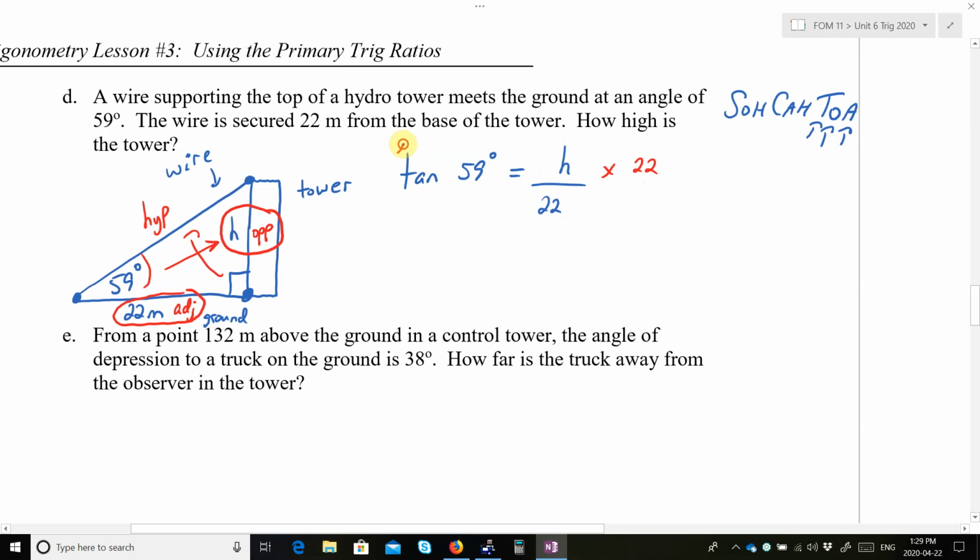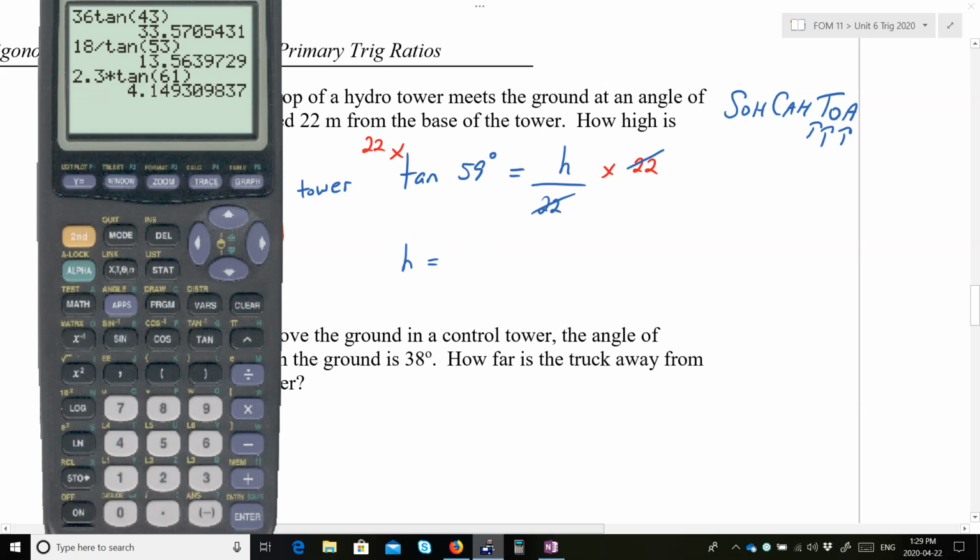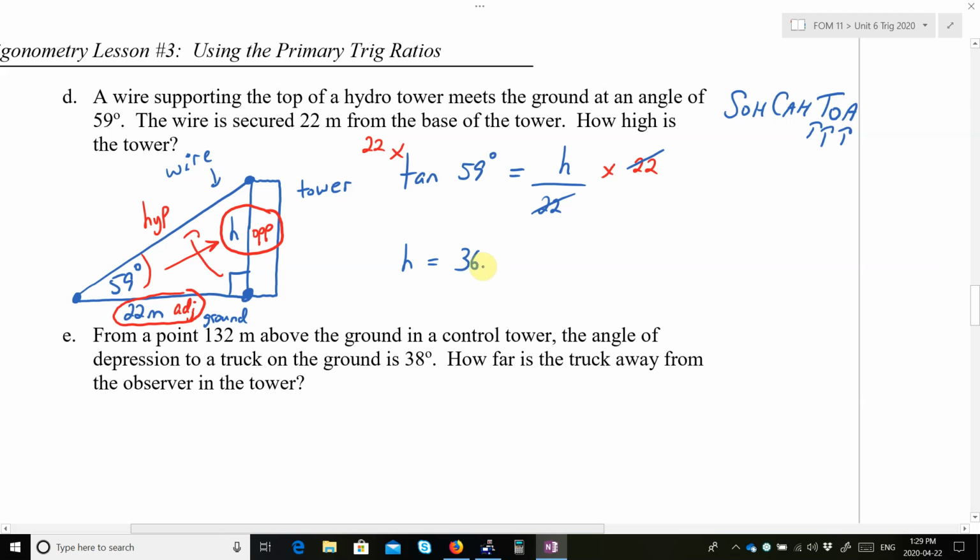Multiply both sides by 22. And we get H is equal to 22 times tan 59. 22 times tan 59, 36.6. And that is going to be meters. It's the height of the tower.